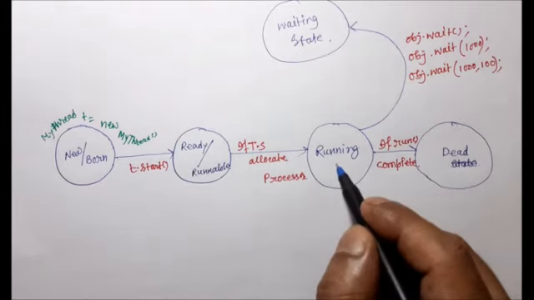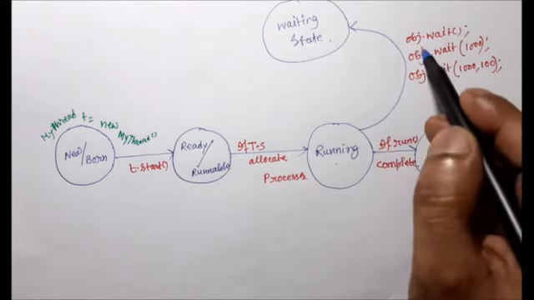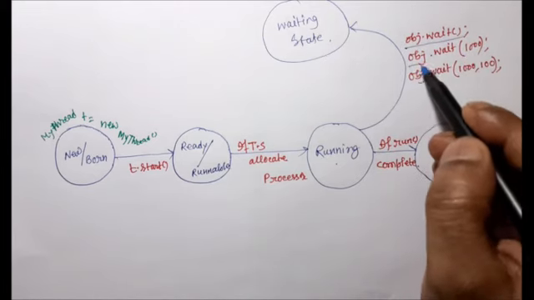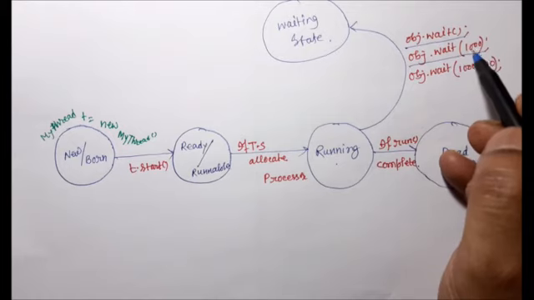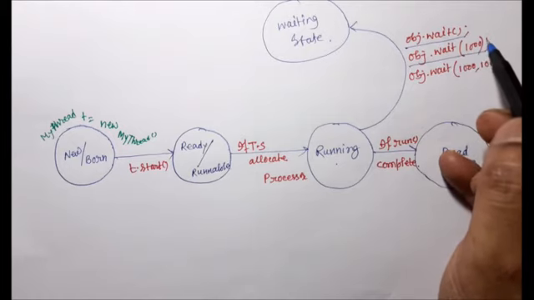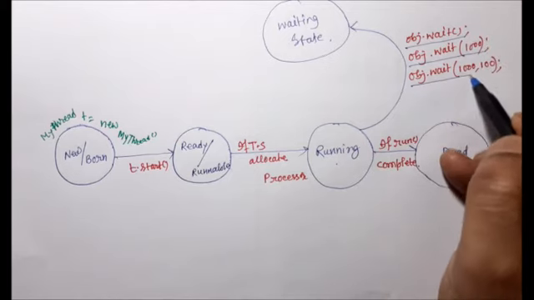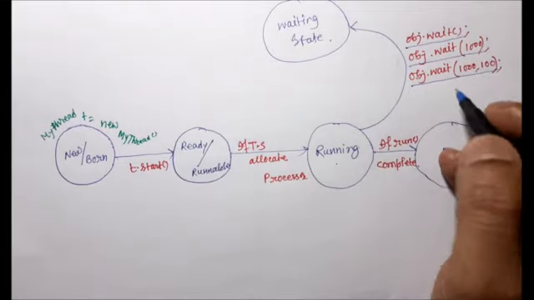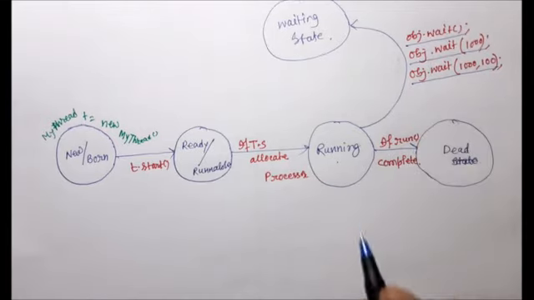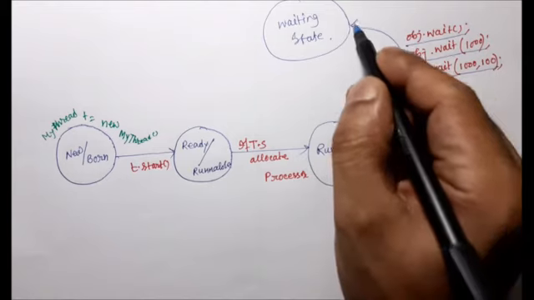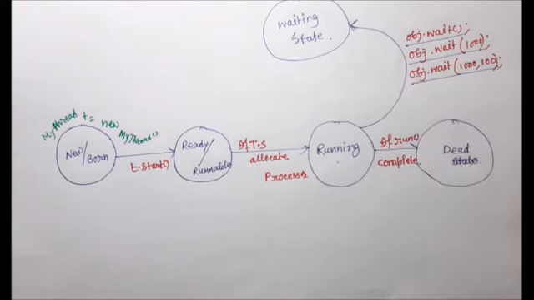So when a running thread calls a wait method, obj.wait(), or it may be obj.wait(1000) milliseconds, so that means 1 second, or it may be 1000 milliseconds followed by 100 nanoseconds, so what will happen? It immediately enters into a waiting state, right. Now the question is, when a thread gets notified, what will happen?